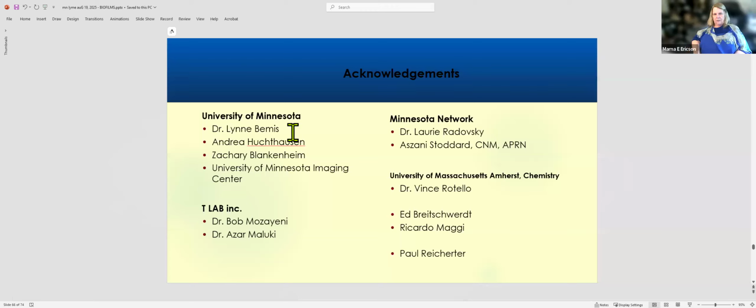Dr. Bemis up in Duluth, and Andrea and Zach in her lab did a lot of work at the University of Minnesota, a very elegant imaging center, working with my folks at Tlab. Dr. Maluki is a dermatologist from Iraq who is very savvy about these diseases. Dr. Mozieni is a brilliant rheumatologist. We've worked closely with Dr. Radovsky and Asani Stoddard in St. Paul and other folks too.